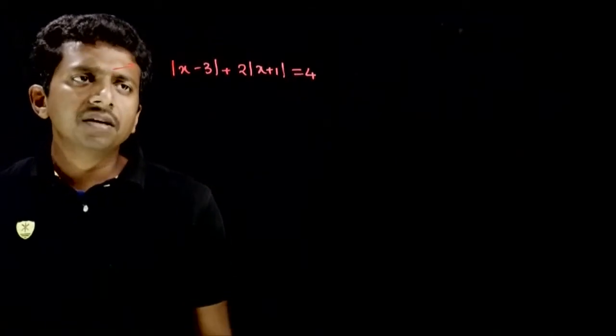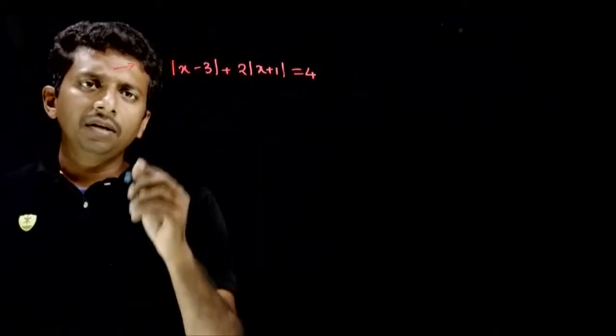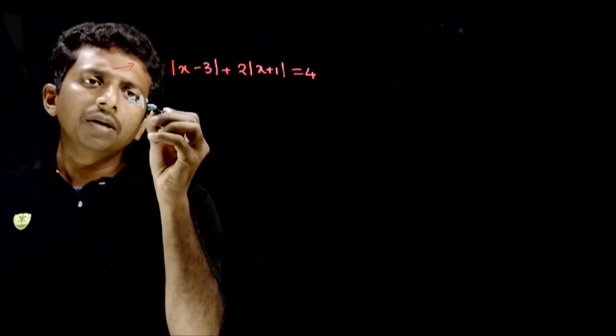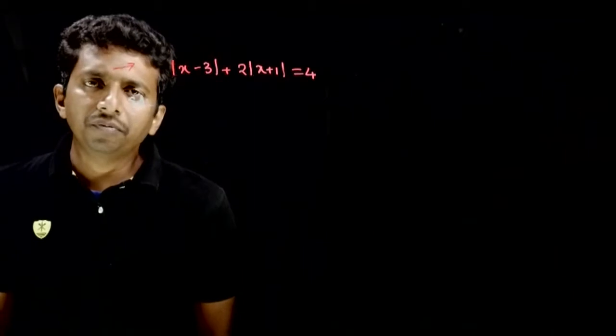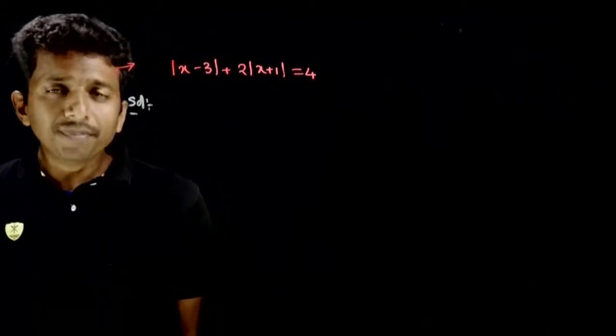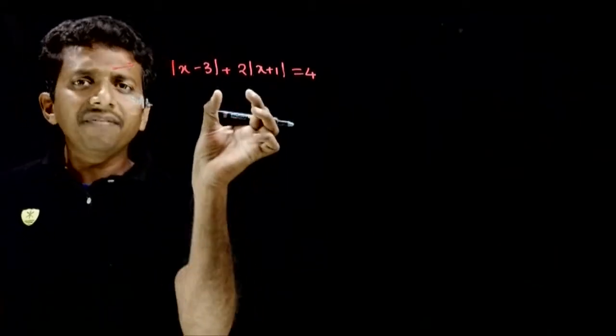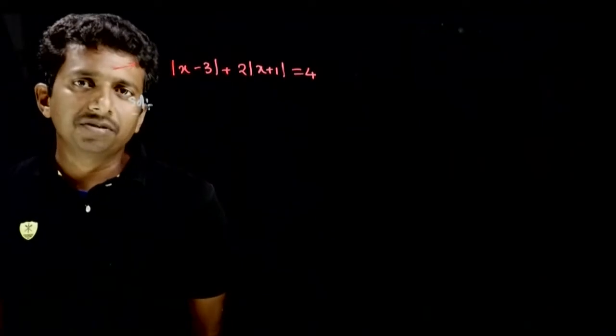So welcome students. So let us solve this equation. So बहुत simple equation है. Modulus of x minus 3 plus 2 times mod x plus 1 is equal to 4. So this is a question based on your understanding of simplification of mod expressions.